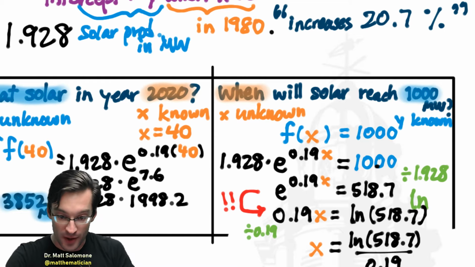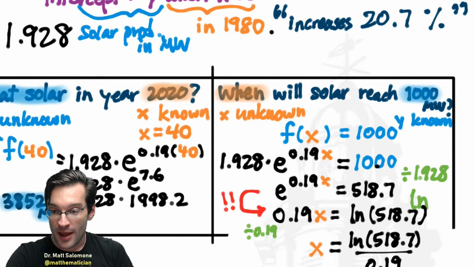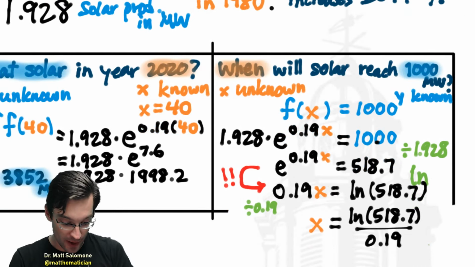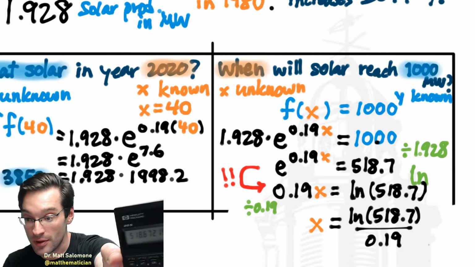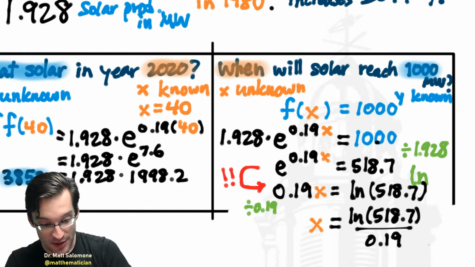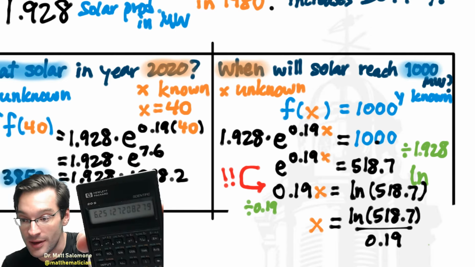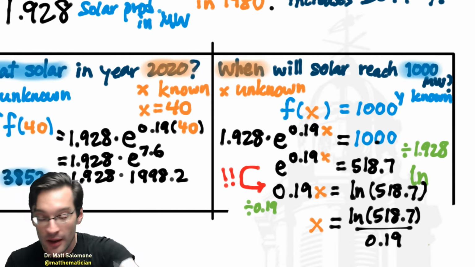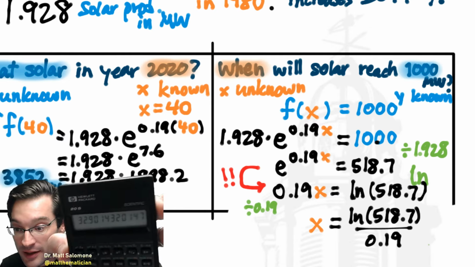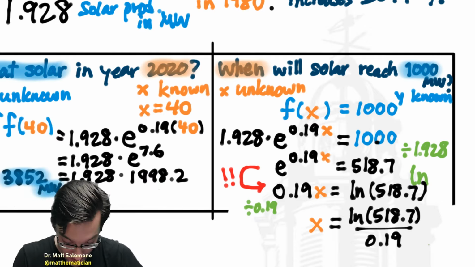Of course, what is that as a number? Can we get a good estimate for that? Well, for that, all we really need to do is go to a calculator. We'll take that 518.7 number that we had from before and compute its natural log. I hit the natural log button, and I get about 6.25. Then I'll divide that by 0.19. And there's the number that I get out of this process, 32.9.